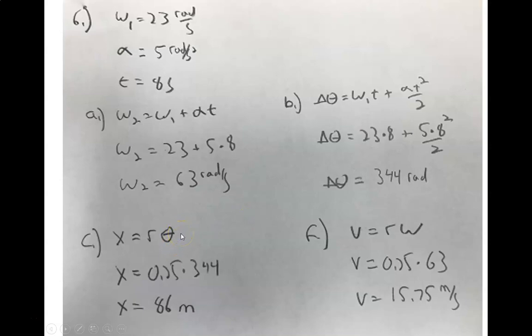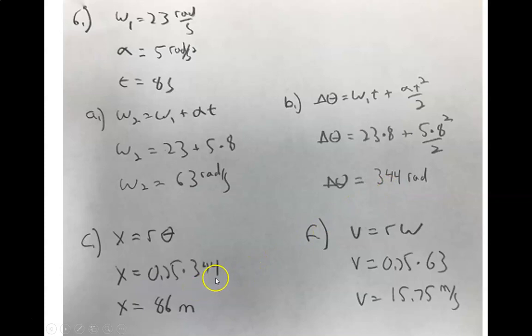How far did the car travel? Now here we're looking for linear distance. So x equals r theta. Take the angular and multiply by the radius, and you get the linear. So 0.25 times 344, which we just found, we get 86 meters.